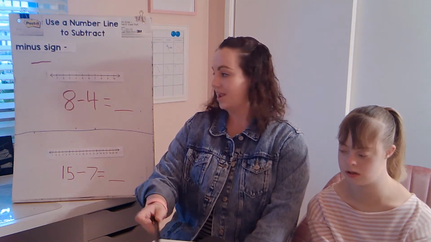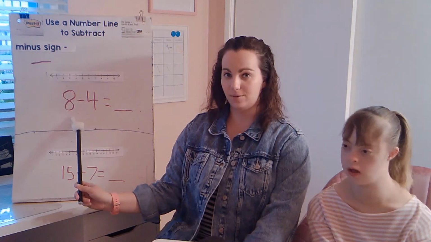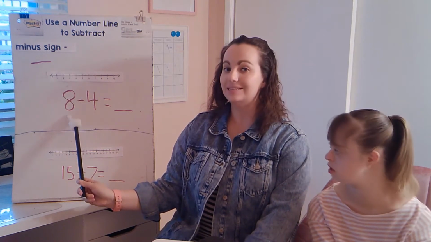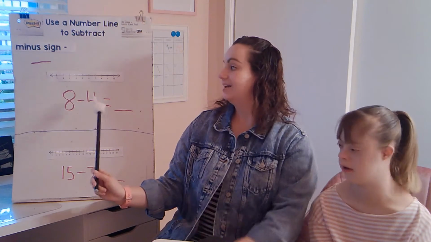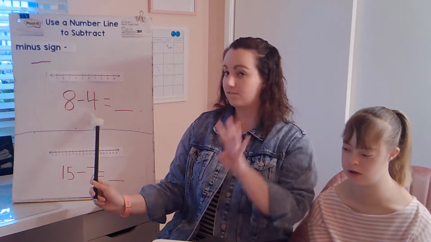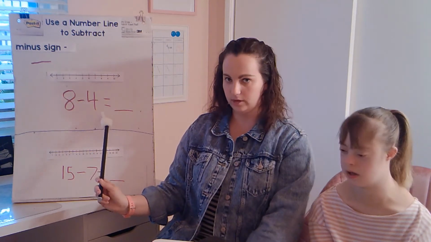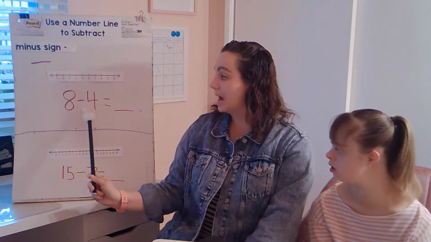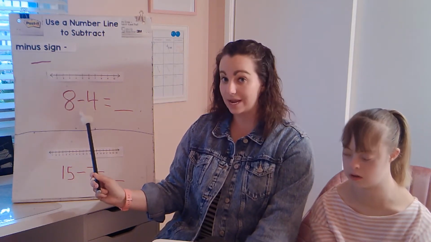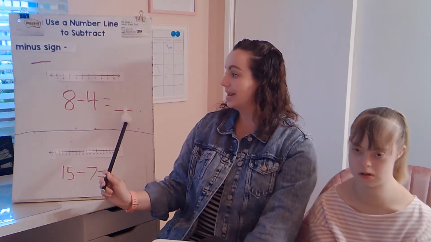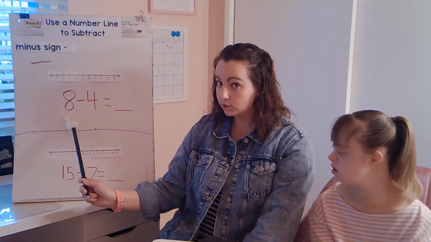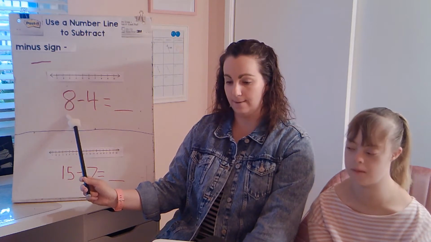Let's go ahead and read our first problem. Get ready. Ready, set, read with me. 8, take away 4 equals. Remember that minus sign, take away. Make sure that reminds you you're subtracting. Your answer should be smaller than the first number, okay?